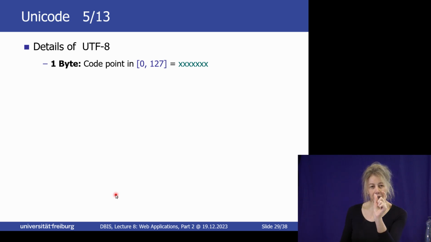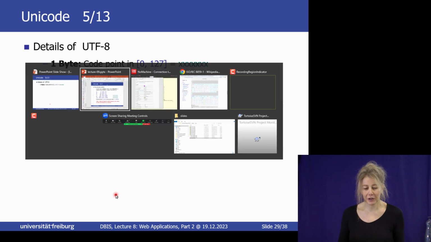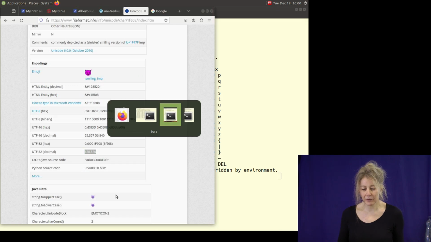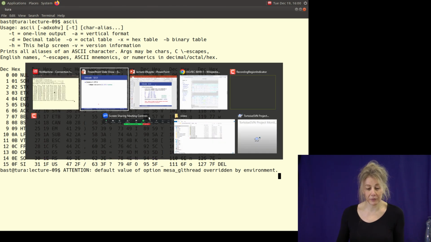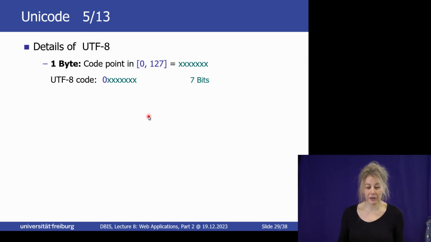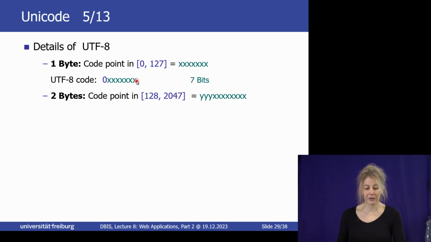If you have a small number which you want to encode, for example, in the ASCII, right, you want to encode the capital W, which is 87. This fits in 7 bits. And then the UTF-8 code just has a 0 at the front and then the 7 bits which encode the number. So most symbols, 1 byte. You encode it like this.